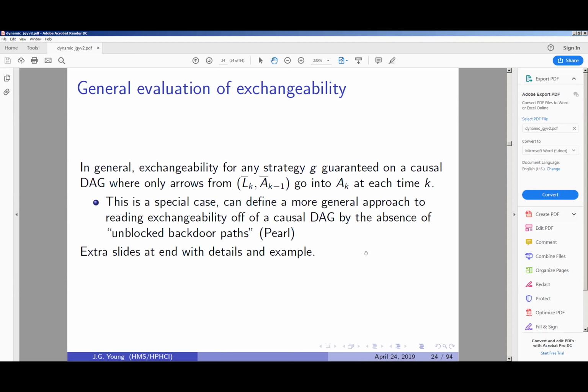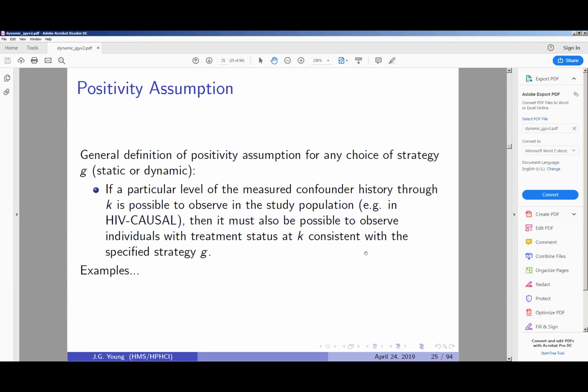In the interest of time, I'm not really sure how long this presentation is going to take. I haven't timed it, so I've moved a bunch of slides to the very end that talk about this general criteria for reading exchangeability off a graph, with an example taken from Jamie Robins and Miguel Hernan's longitudinal effects chapter. If we have time, I'll go through it. If not, you can go through that and look at some of the references.